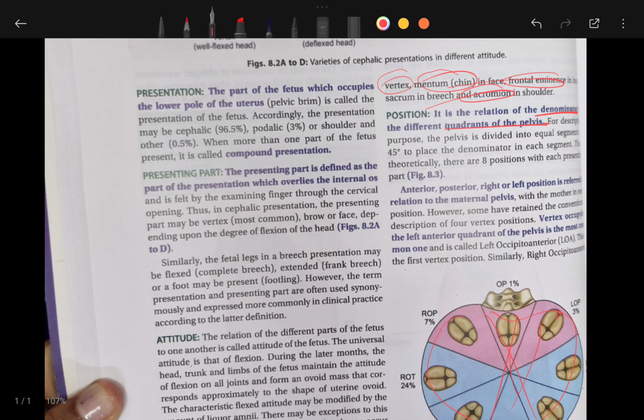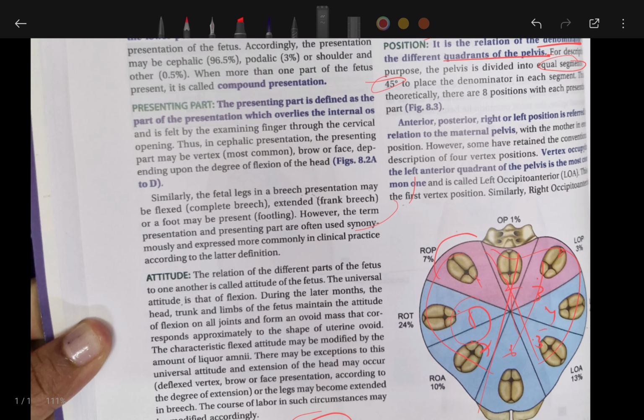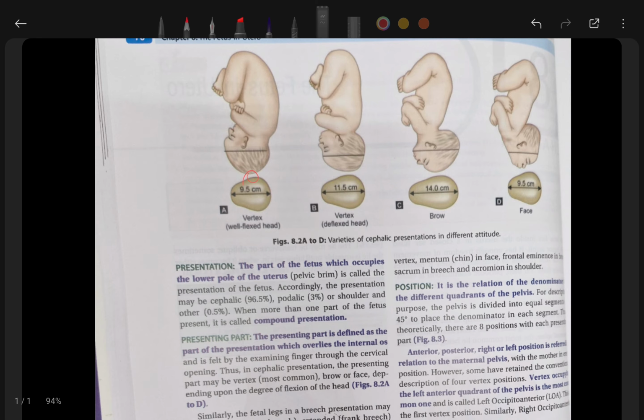For descriptive purposes, the pelvis is divided into equal segments of 45 degrees. So these are 90 degrees. We are dividing 90 degrees into two halves: 45 degrees, 45 degrees, and so on. So you get a total of 8 quadrants. See, 1, 2, 3, 4, 5, 6, 7, 8. 8 quadrants. Each 45 degrees is divided into one quadrant. So this is a position.